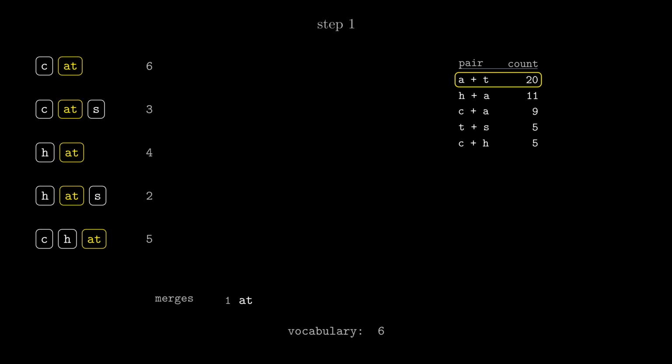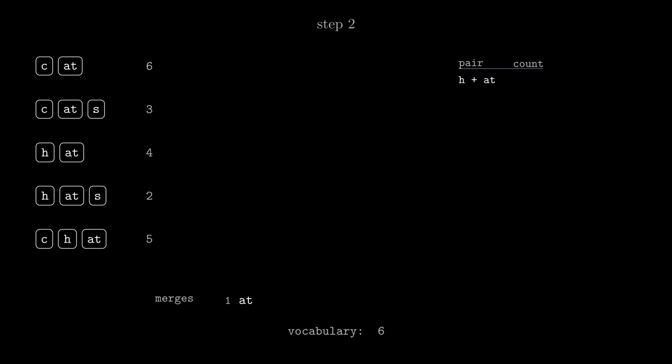Run it. Step 1. The table. AT, 20. HA, 11. CA, 9. TS, 5. CH, 5. Merge AT. Every word changes. C at S. H at S. CH at. Step 2. Count again. And notice the table is different now, because the symbols are different.